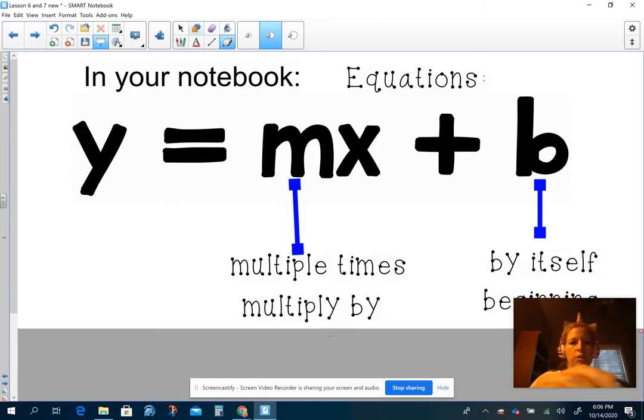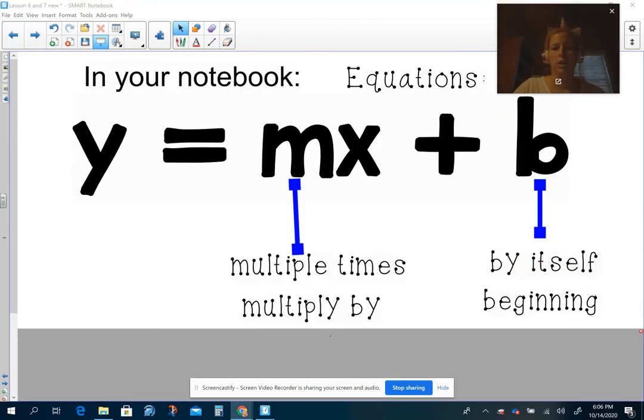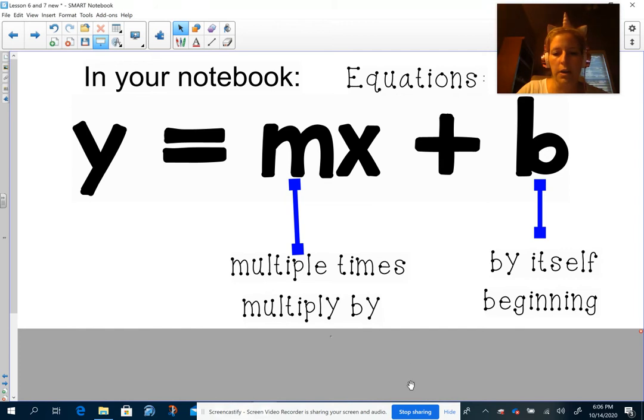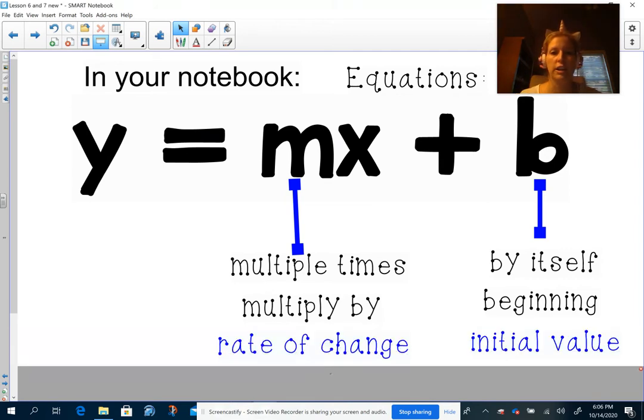So in your notebook, you already have y equals m times x plus b. And we already have rate of change and initial value. So make sure you have this written down. If not, I suggest pausing it and writing it in your notebook, okay? But as long as we have this, we'll get started.